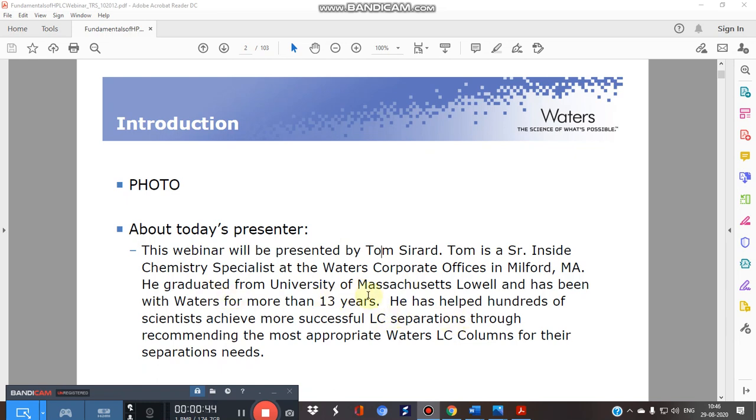He is a graduate of the University of Massachusetts and has more than 13 years of experience with this chromatographic approach. Here you can see Waters, an organization that is very famous for providing HPLC instruments. You will be surprised to hear that in our college we also have an HPLC instrument from this company, Waters. So this brand is very famous in HPLC. Just see the website of Waters, I want to show you.